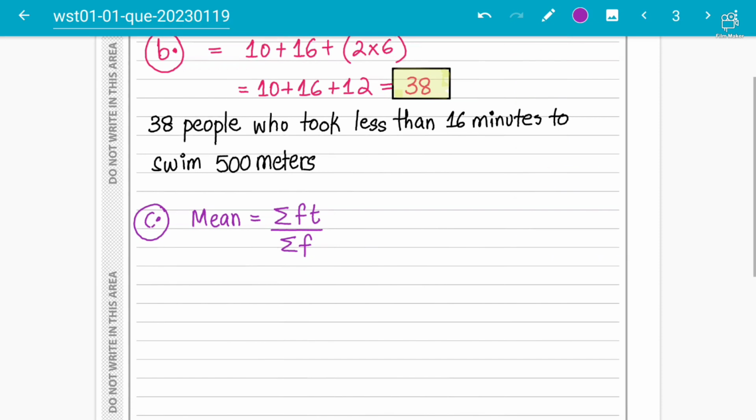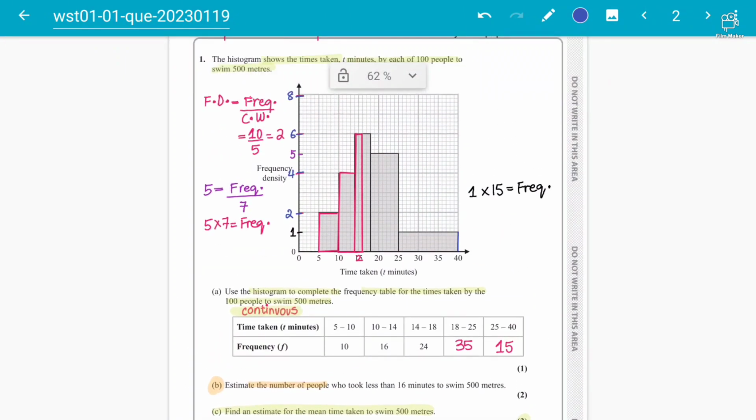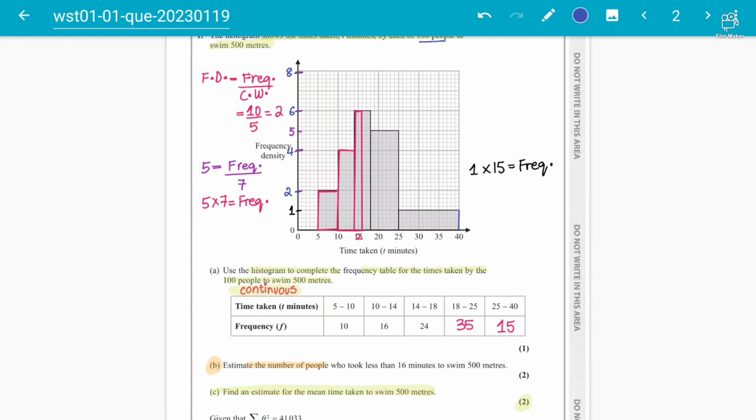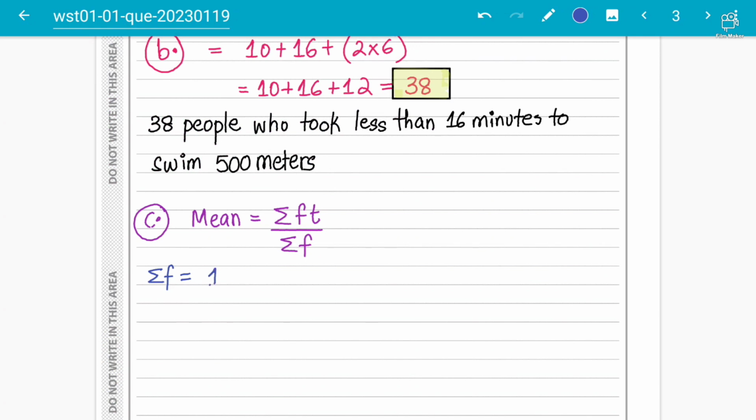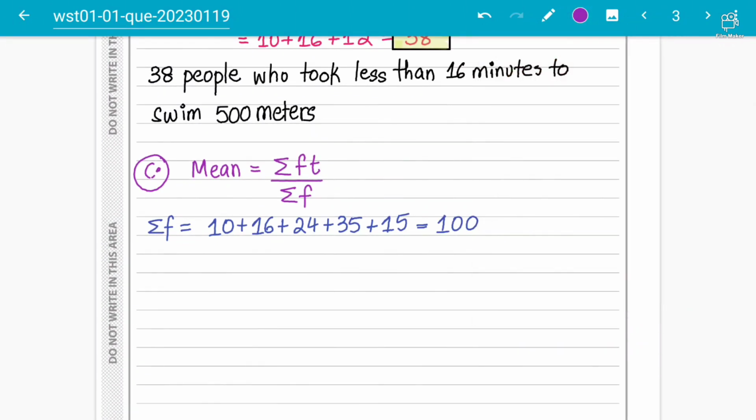Students, already you know that we can find the frequency quickly. Summation of frequency, you add all the frequencies, and it must be given as well. There are 100 people and you can check by adding them: 10 plus 16 plus 24 plus 35 plus 15. So 35 plus 15 is 50, 50 plus 24 plus 16 plus 10, so 100 people are there. That's the summation of frequency. Now, how will you get the frequency times the midpoint of t and then the summation of them?